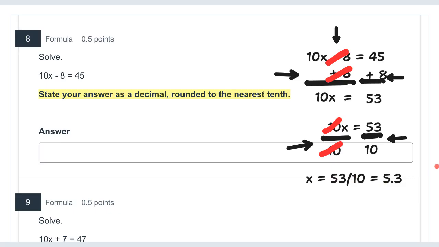Now that one is rounded to the nearest tenth here. What comes after the 3 is a 0, which will tell us to round down, to 5.3. So that won't change anything. So in our box, 5.3.